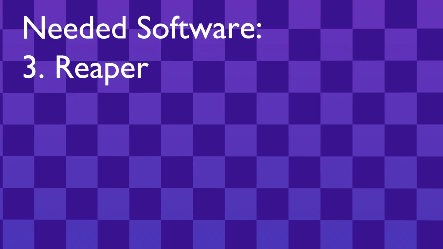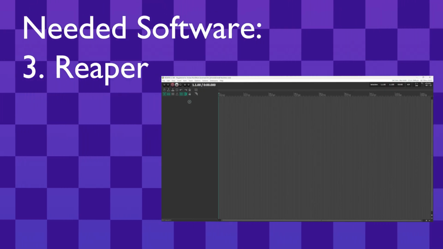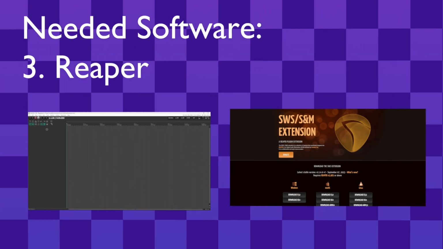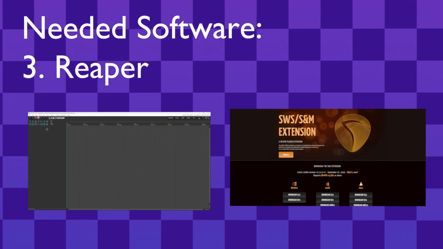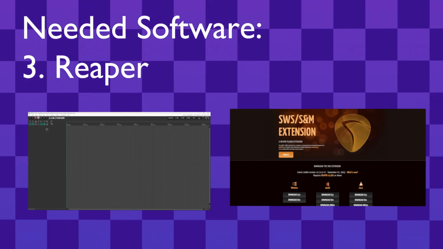Reaper. This is what we're going to use in order to loop and export the individual samples so they can actually be used. You'll also need to download the free SWS Extension for Reaper. It has some commands that we'll need to run a few times. I will leave links to it and a guide on how to install it in the description.